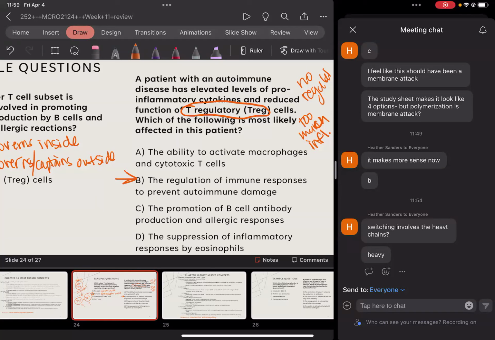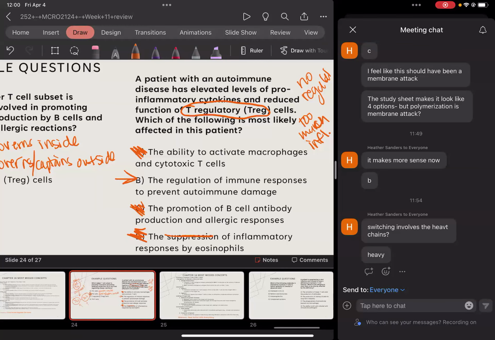Well, obviously, we don't have suppression of anything. That can't be that. It's not affecting our ability to activate macrophages and cytotoxic T cells. We actually have overactivation. So this is talking about underreaction. And promoting B cell antibody production and allergic responses. The T regulatory cells don't regulate antibody responses. They regulate the T cell responses, and these T cells can be regulating activation of other cells that could be autoimmune. And so that's why that's going to be that answer.